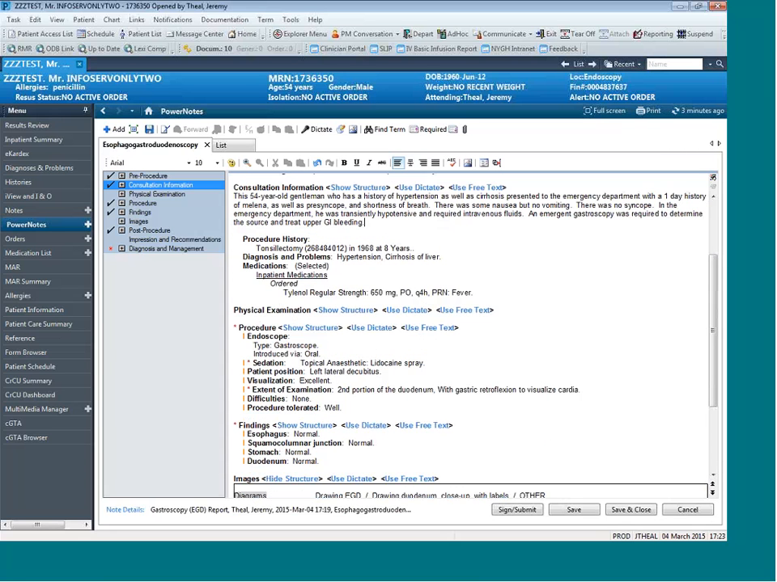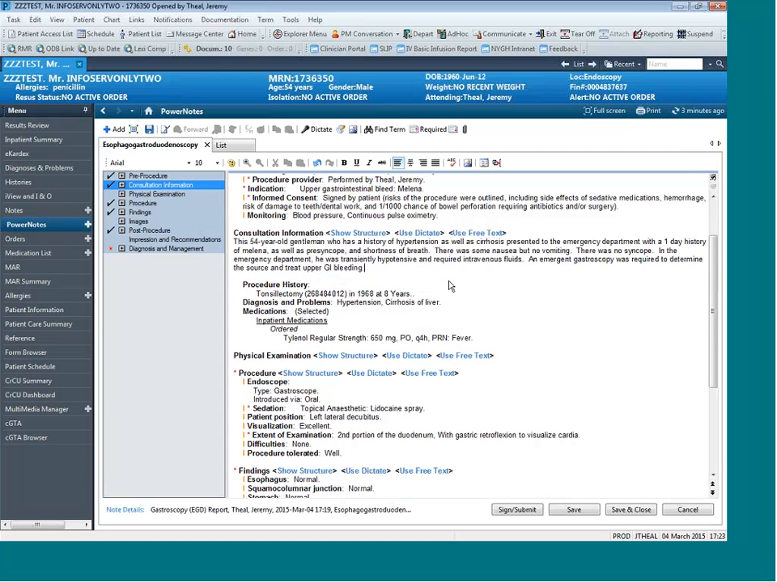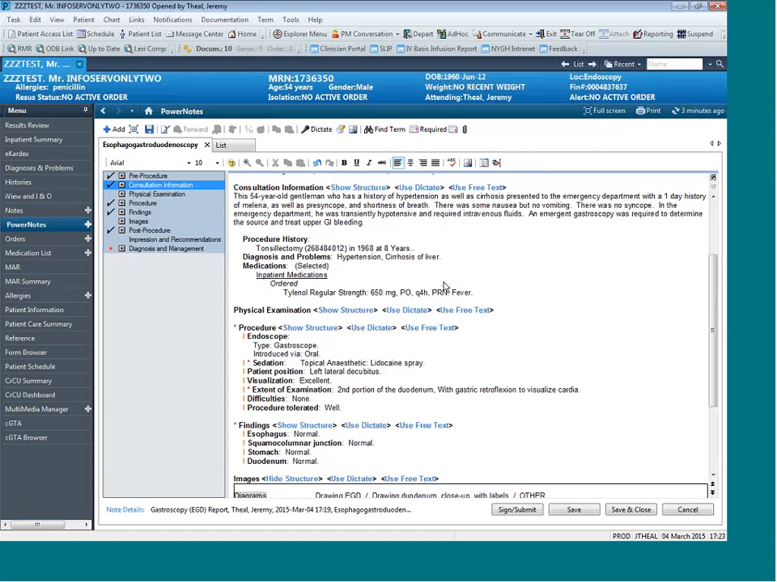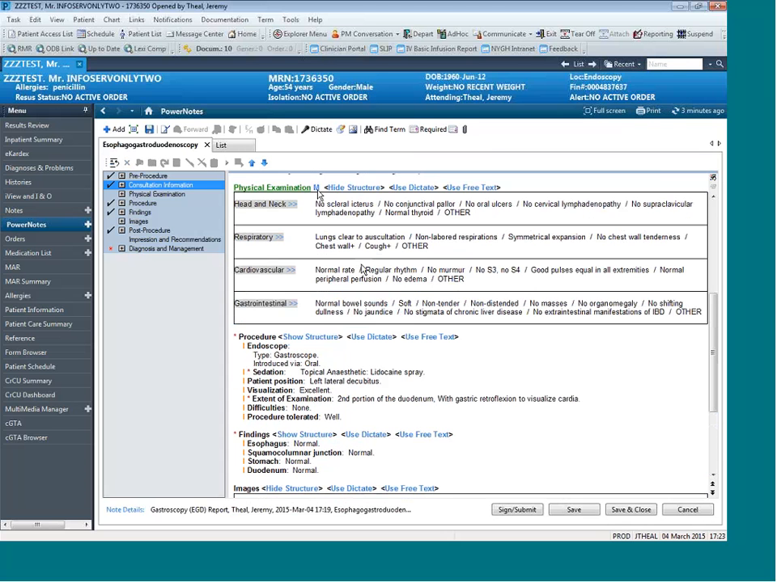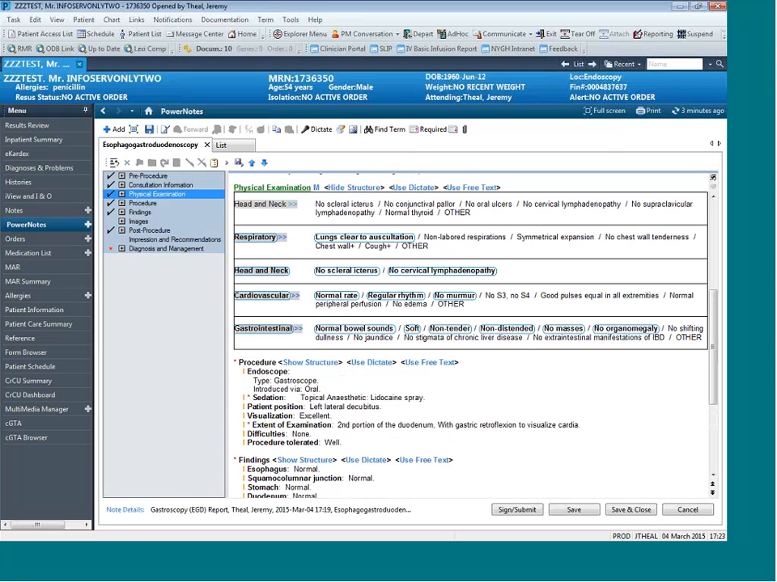Okay, so the text rendition was actually very good, and I don't think there are any errors that I can see, so I'm going to move on. I can also complete my physical examination here, and I have a macro which automatically allows me to fill in a complete negative exam if everything was normal.